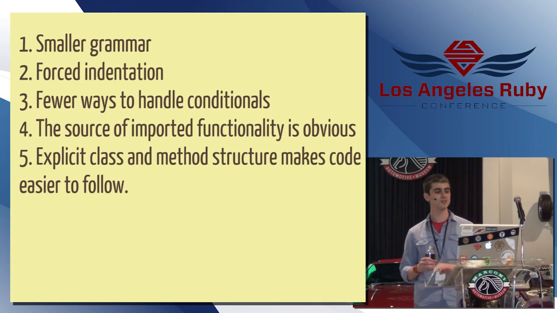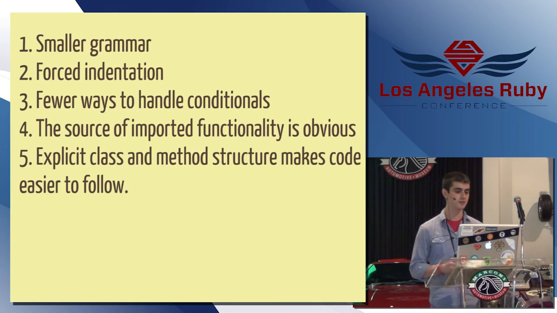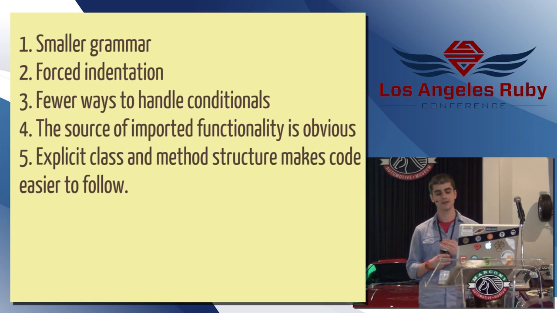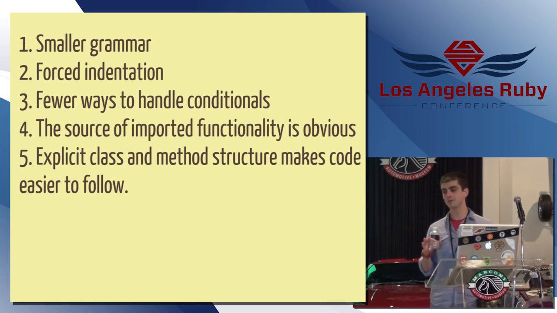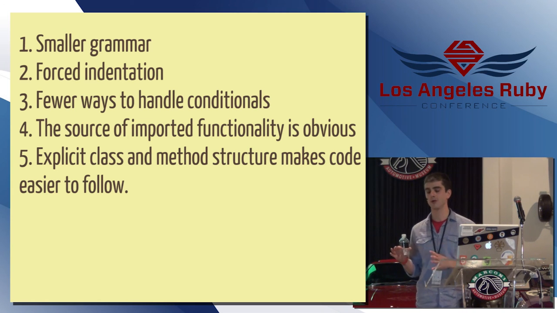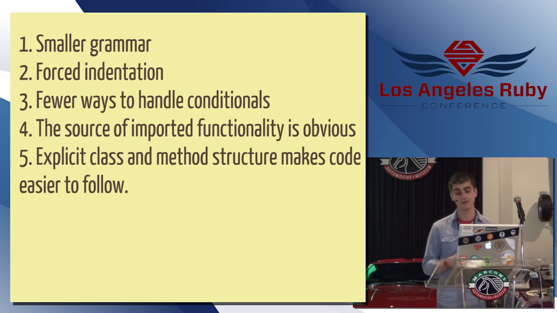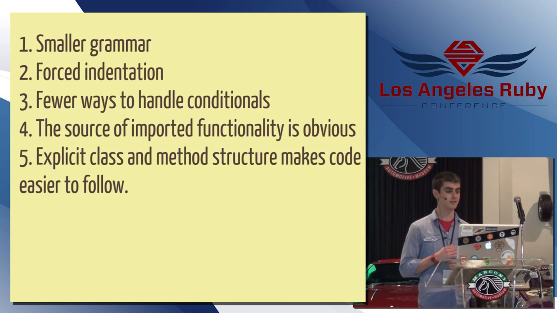The grammar in Python is smaller. Like I said, there's fewer ways to handle conditionals, things like that. And so the way that you envision good Python code looking is probably very similar to your coworker who also writes Python. Definitely not always the case in Ruby. There's plenty of contentious stuff in terms of standards, coding practices, things like that.